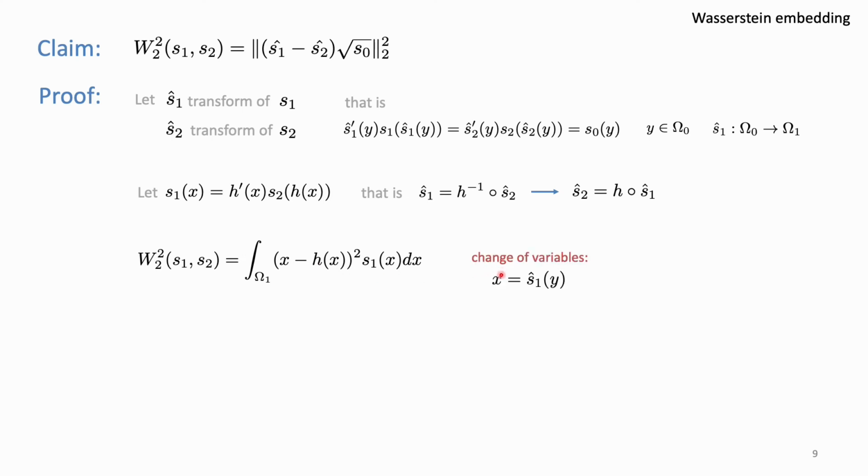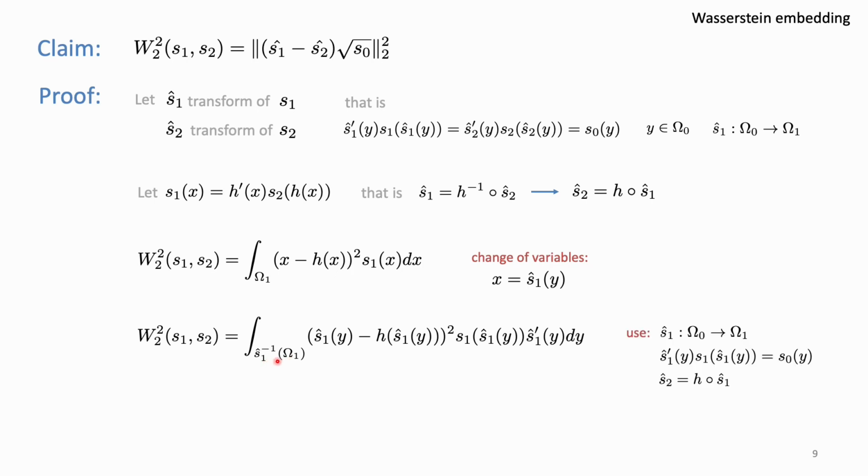Now let's apply this change of variables. Instead of expressing this integration with respect to the variable x, let's express it as an integration with respect to y, which will be a function S1 hat of x, which we already defined as a transform of S1. If we plug this in, every time we see x, we plug in S1 hat of x. And we also have the change of variables theorem, so we also have to have the first derivative of this mapping function S1 hat. And of course, the domain of this integration has to be changed, and here's the equation.